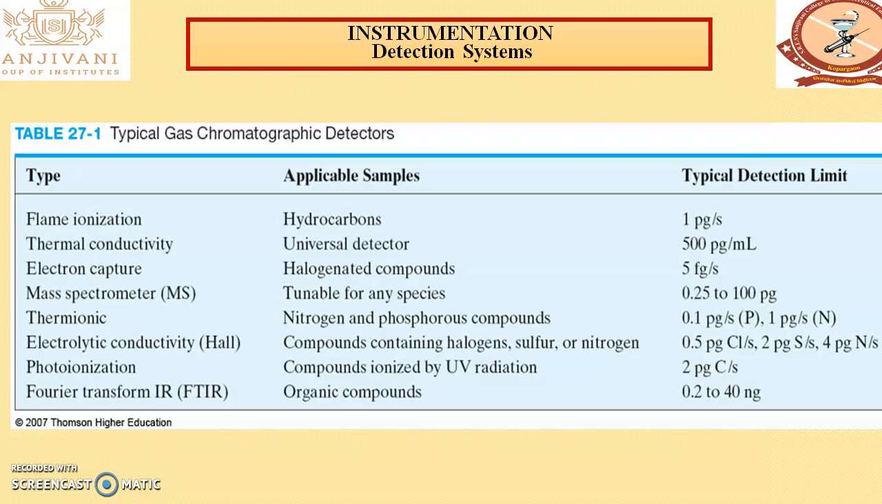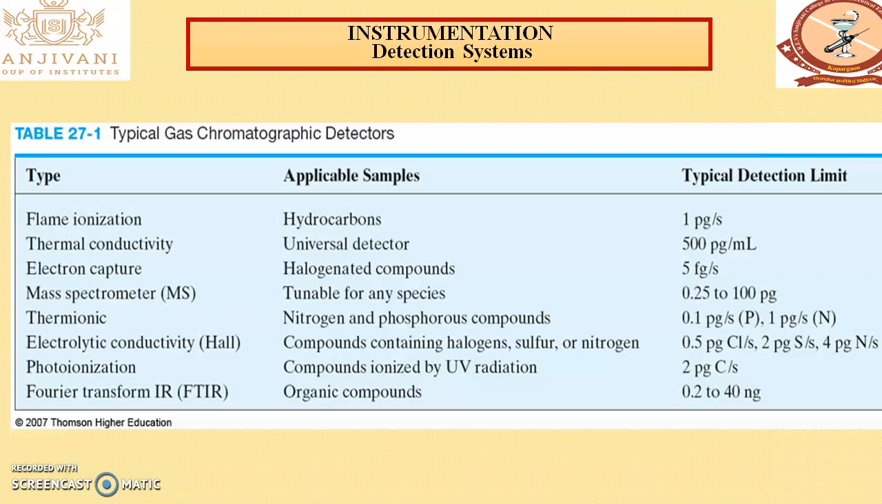So here we have some important detection systems or gas chromatographic detectors like flame ionization detector, thermal conductivity detector, electron capture detector, mass spectrometer, thermionic detector, electrolytic conductivity cell detector, photoionization detector and FTIR or Fourier transform infrared spectrophotometer.